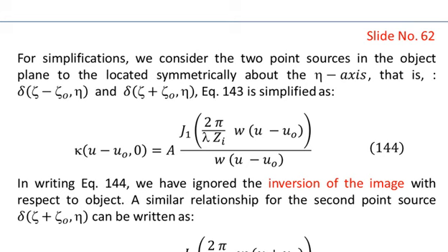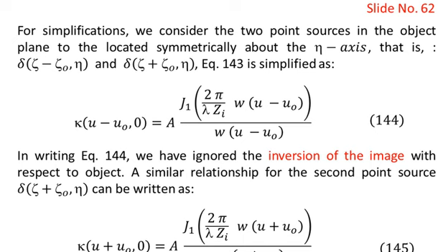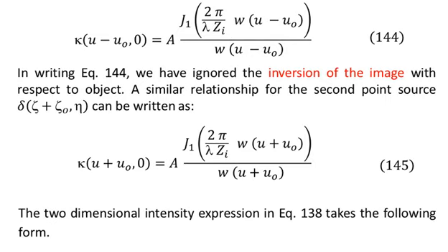In writing equation number 144, we have ignored the inversion of the image with respect to the object. You see that sometimes we get the image which is an inverted form of the object. So the inversion of the image has not been incorporated. A similar relationship for the second point source, that is the delta of zeta plus zeta naught comma eta, can be written. So generalizing from equation number 144, we have written equation number 145 for another source located at kappa of u plus u naught.